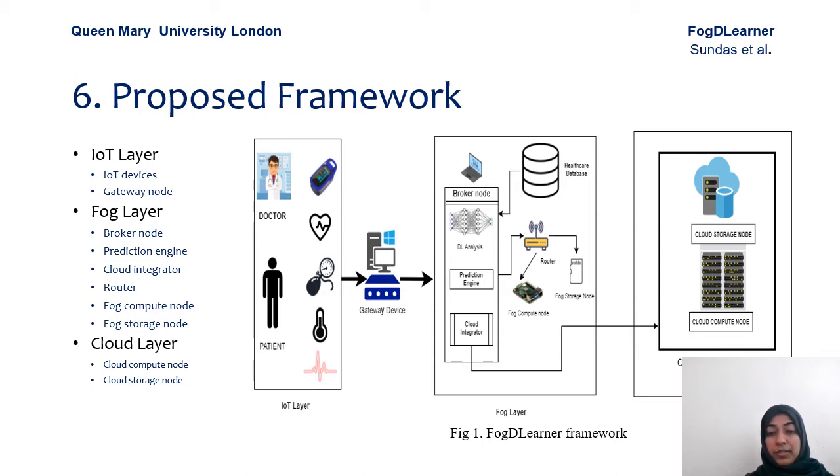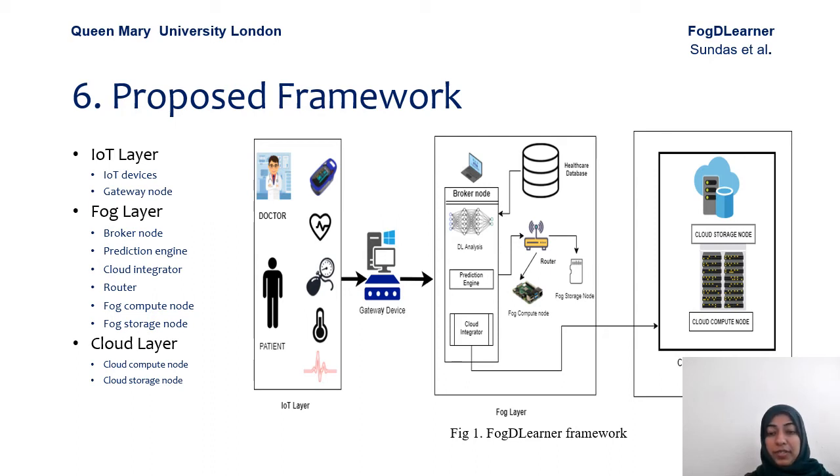Broker node has two parts: prediction engine and cloud integrator. Prediction engine receives data and tasks from the gateway device, and it checks the availability index of the compute node and of the storage node, and also analyzes the data that is sent for the prediction. If the availability index of the compute node and storage node is less than a specific threshold, then it will send the data to the router. Otherwise, it will send data to the cloud integrator.